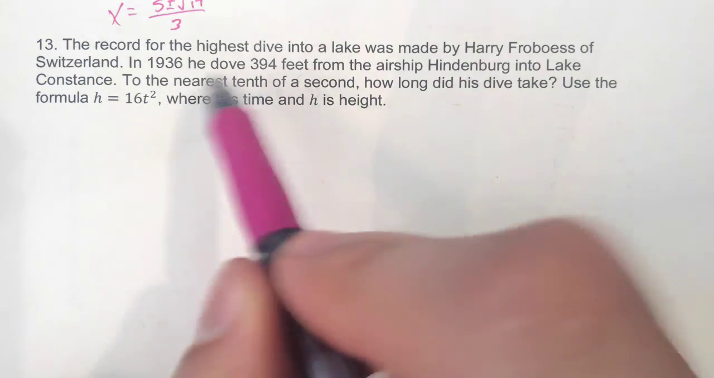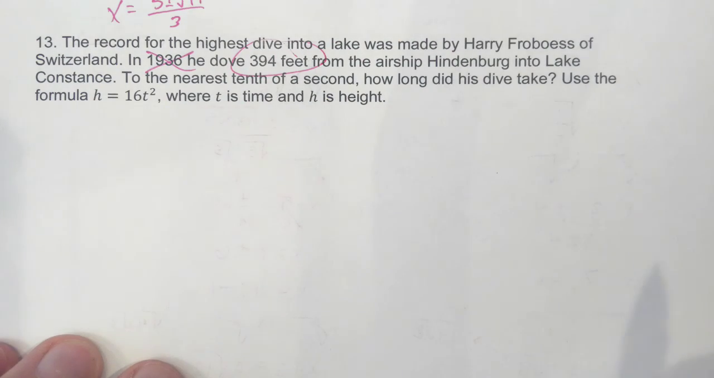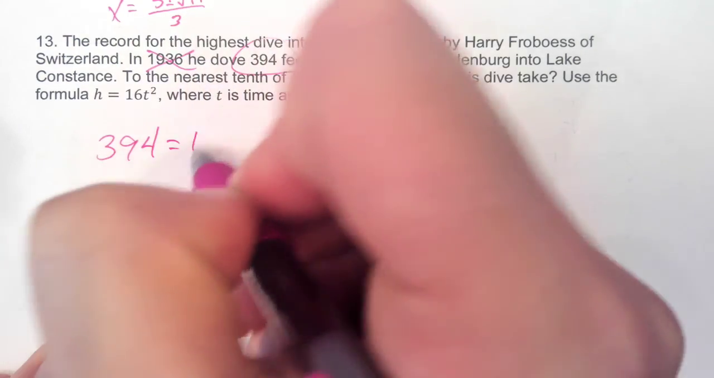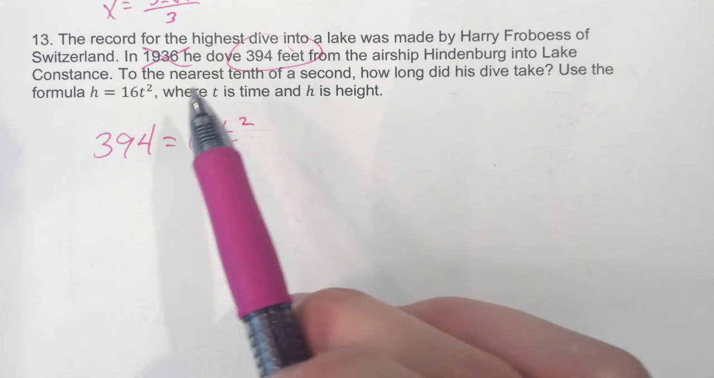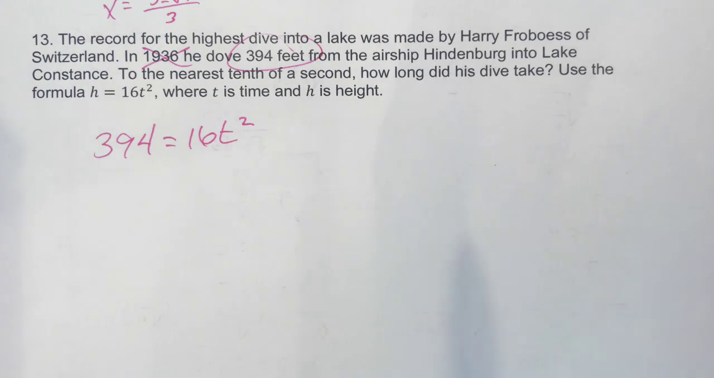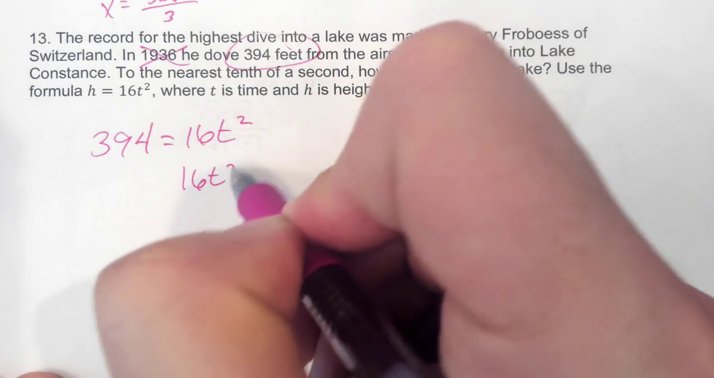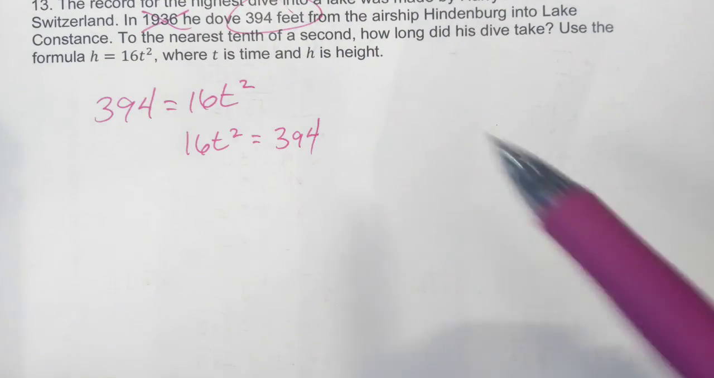So there are two numbers in this problem. 1936 is a date. It has nothing to do with this situation. 394 feet is how high he dove. So what variable would that get plugged in for? Height, must be the h. So 394 equals 16t squared. So I'm going to be solving this for time, which makes sense because they asked me how long, to the nearest tenth of a second, his dive took. Now since I'm solving for t, I'm going to flip this equation around and say 16t squared equals 394.